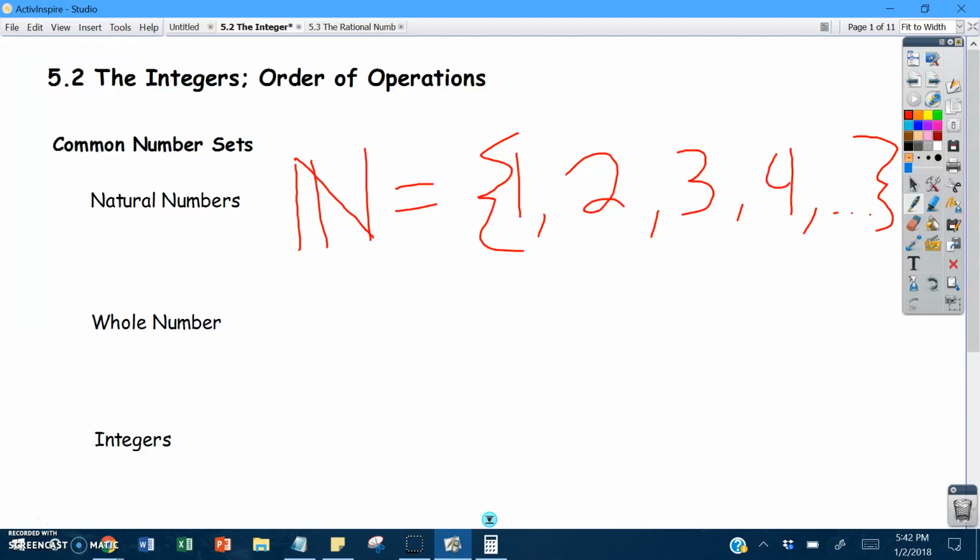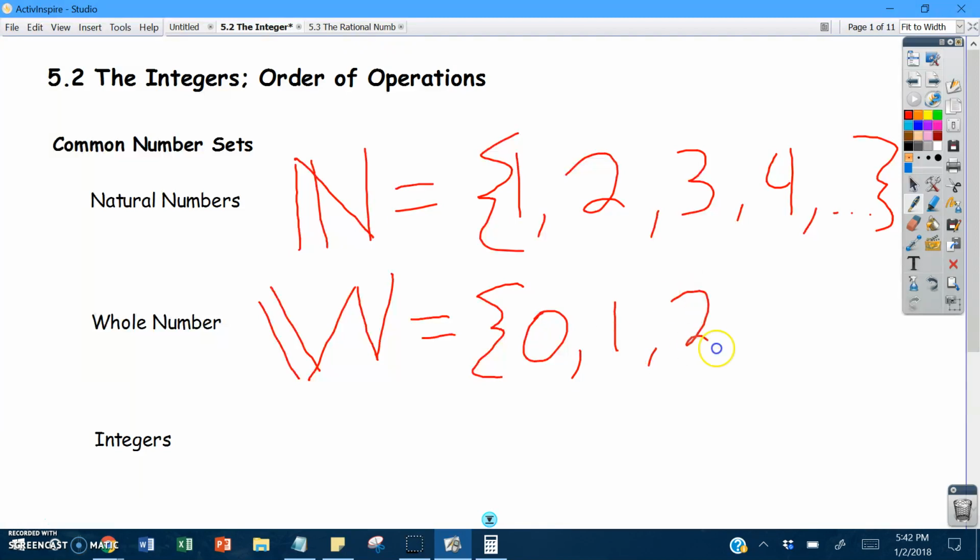And then we have the whole numbers, which we would denote with some big fancy W. I think it looks like this, or it has a big bold W in your textbooks. And the whole numbers are almost exactly like the natural numbers. They're the counting numbers, but in this case, they start with 0. So the whole numbers are the set of 0, 1, 2, 3, 4, and so on. And so when you see whole numbers, we mean that.